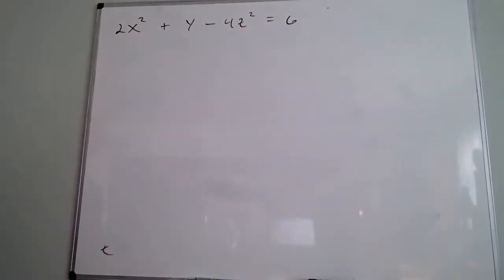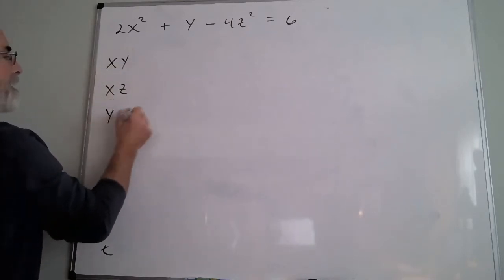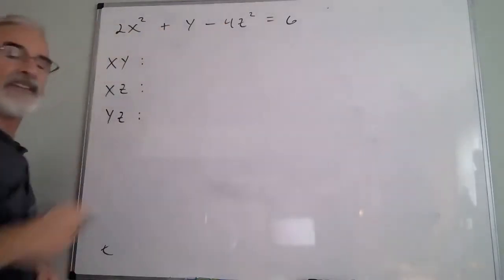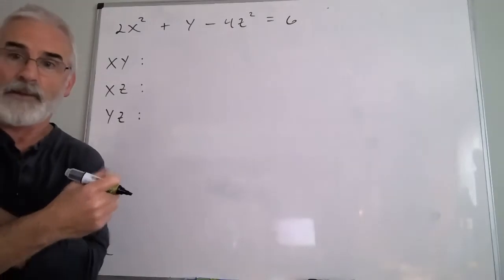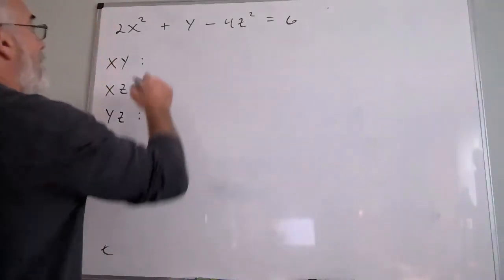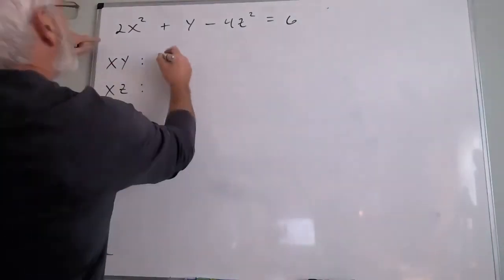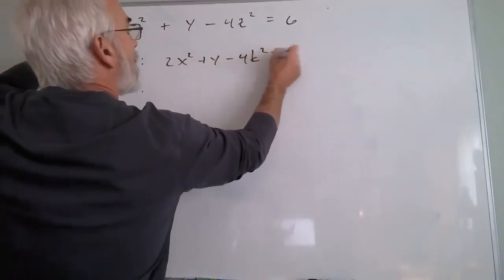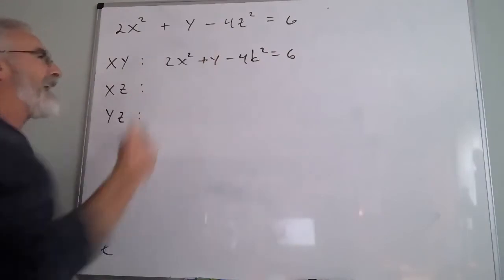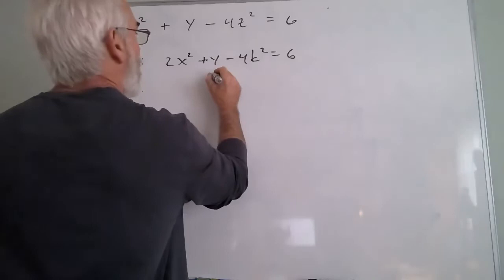Well, I just did one that looked very much like this. So let's do xy, xz, yz. You see, I can't look at that and tell you what it is. I've got to look at the cross sections, and it's real easy. And there's no algebra to perform. I'm not solving anything. So this is going to be 2x squared plus y minus 4k squared equals 6. But because the y is, I can isolate the y, it'll look like a parabola.